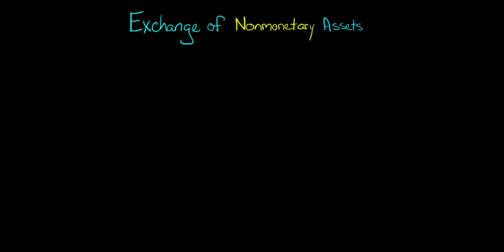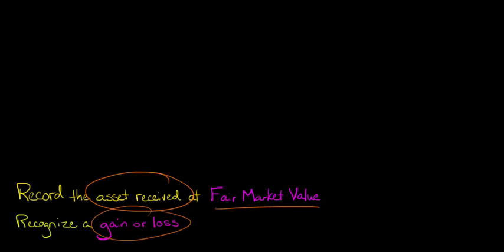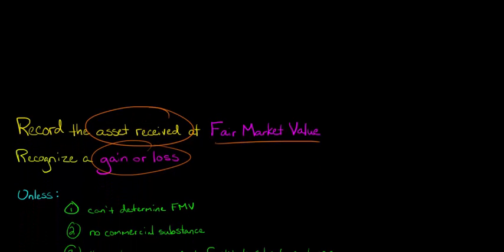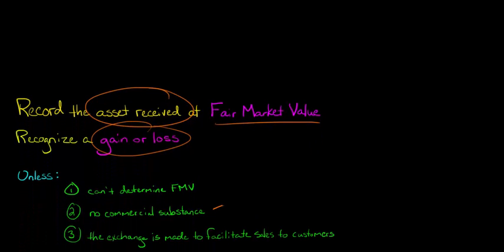In our previous video, we talked about how to account for an exchange of non-monetary assets. And the rule that we followed, we just said that we're going to record an asset received at its fair market value and recognize a gain or a loss, provided that the transaction has commercial substance and that we can determine the fair market value and that it's not some kind of exchange to facilitate a sale to customers, right? However, in the example that we just had, there was a gain being recognized.